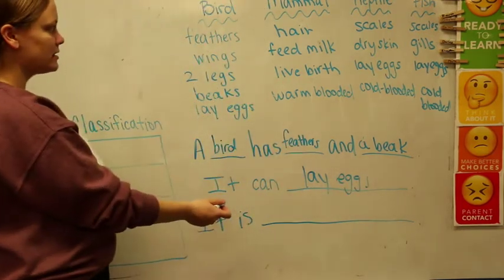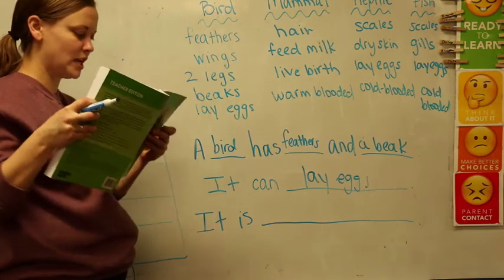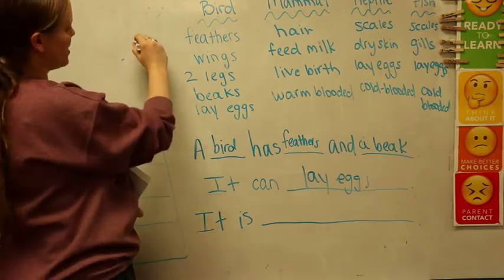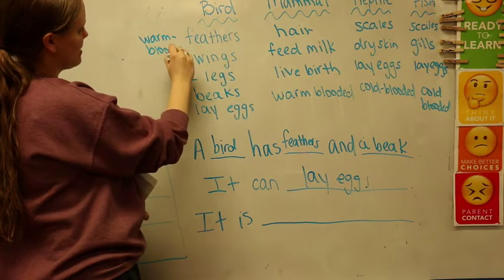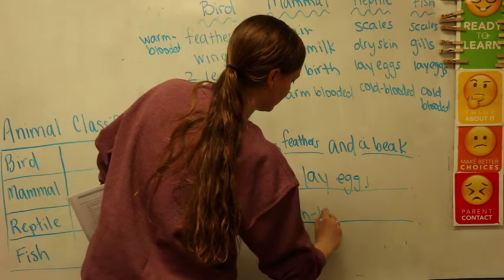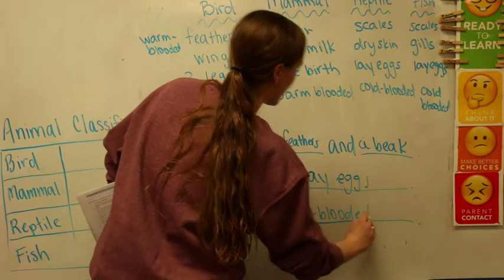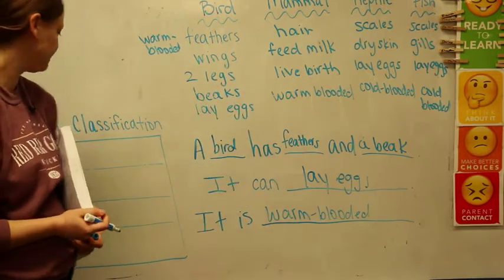It is, let's see if we can find something. Oh yeah, we didn't say what type of blood they have. They're warm-blooded. So we could say it is warm-blooded. Now you could do this with any of your categories. We could put mammal here and then fill in the rest of the information.